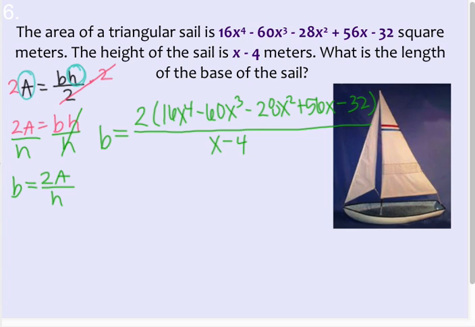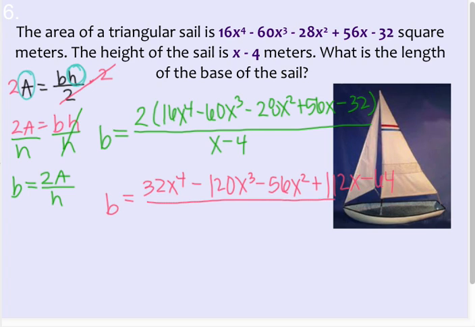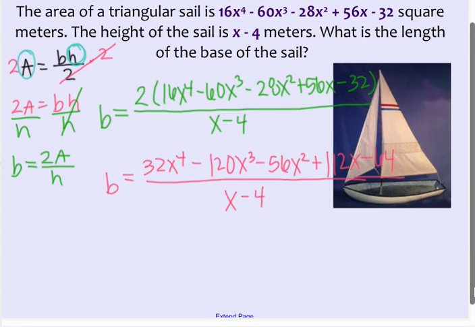So if I simplify this again, 2 times 16 is going to give me 32x to the 4th, minus 2 times 60 is 120x to the third. 2 times negative 28 is negative 56x squared, plus 2 times 56 is going to give me 112x, and 2 times negative 32 is negative 64, all being divided by x minus 4. So I'm going to go ahead and solve this using synthetic division. I have x to the fourth, x to the third, x squared, x, so I don't need any placeholders.